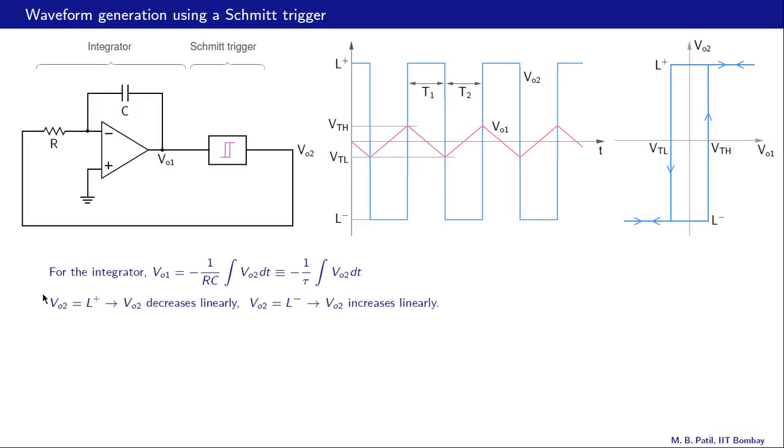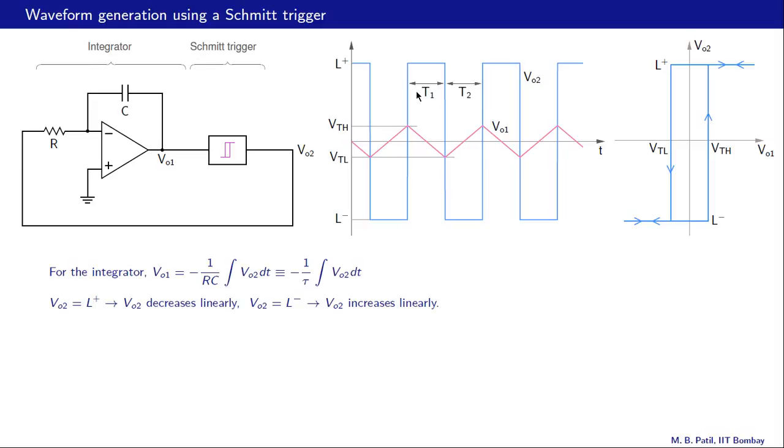Let us start with the integrator. For the integrator, we have VO1, which is the output, equal to minus 1 over RC integral VO2 dt. VO2 is the input for the integrator, and we rewrite that as minus 1 over tau integral VO2 dt. If VO2 is positive, VO1 will decrease, and if VO2 is negative, then VO1 will increase, and that is because of this negative sign.